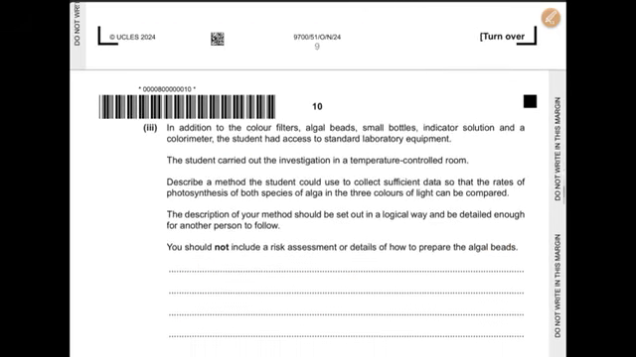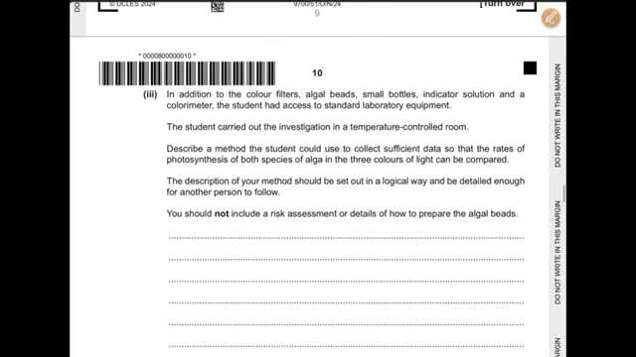Now, in addition to the colored filters, algal beads, small bottles, indicator solution, and a colorimeter, the student had access to standard laboratory equipment. The student carried out the investigation in a temperature-controlled room. Describe a method that the student could use to collect sufficient data so that the rates of photosynthesis of both species in the three colors of light can be compared.